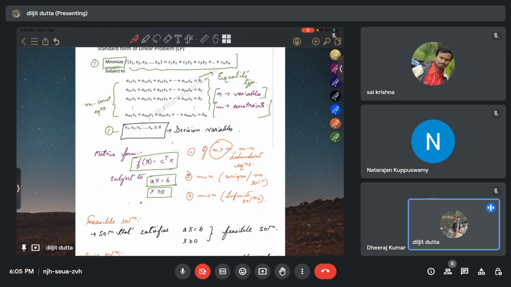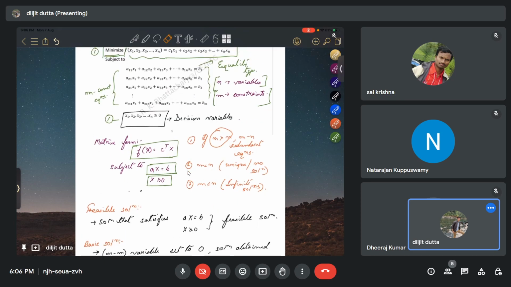If m is equal to n, there will be a unique solution or there might be no solution, depending on the type of constraints. Thirdly, m less than n: the number of variables is greater than the number of constraints, so there will be an infinite number of solutions, and among those we generally need to find one optimum solution, that is a maxima or a minima. This is the basics of linear programming.